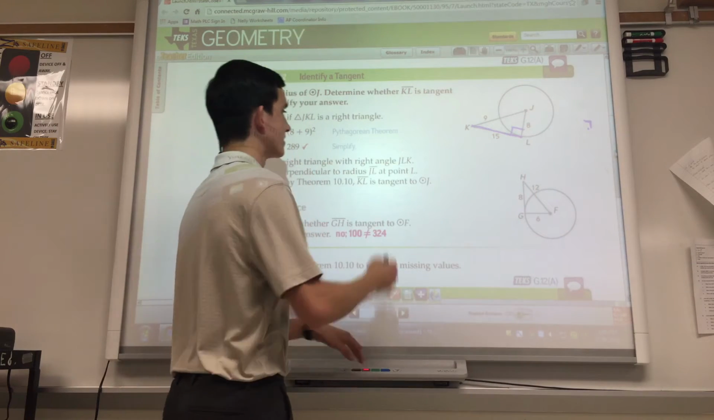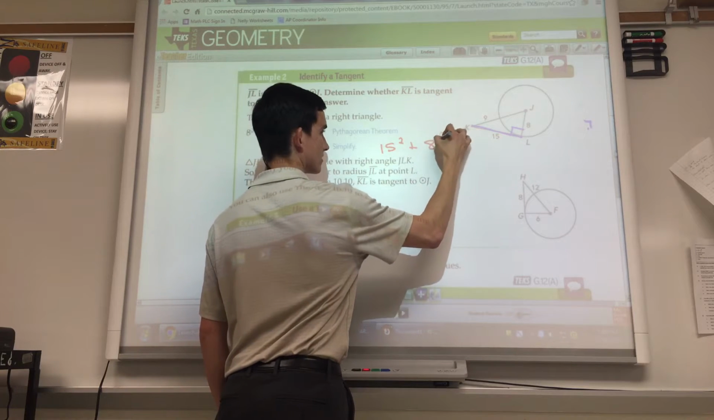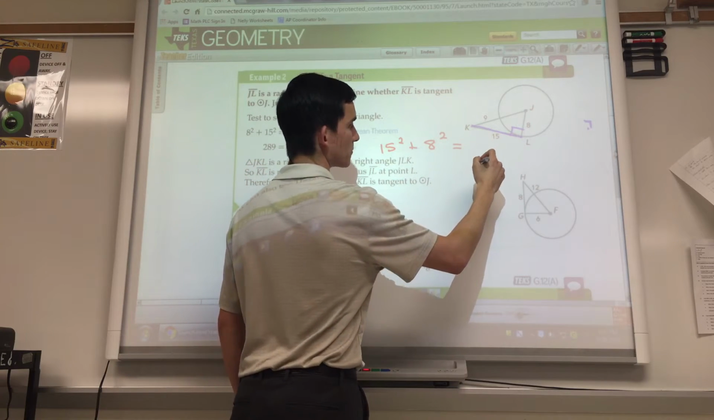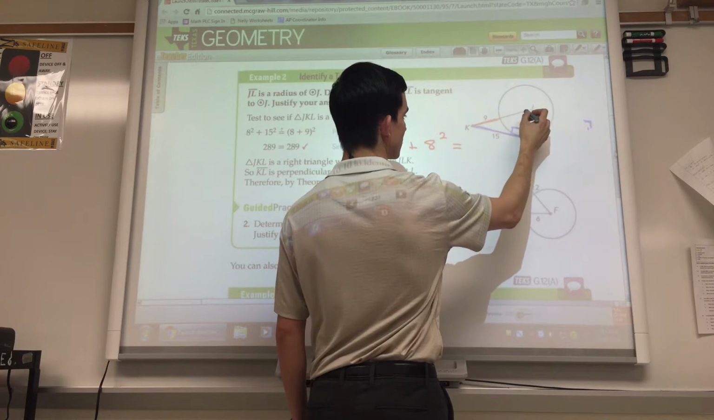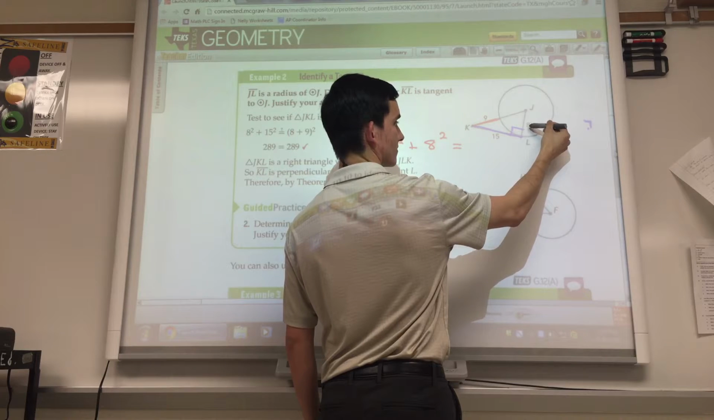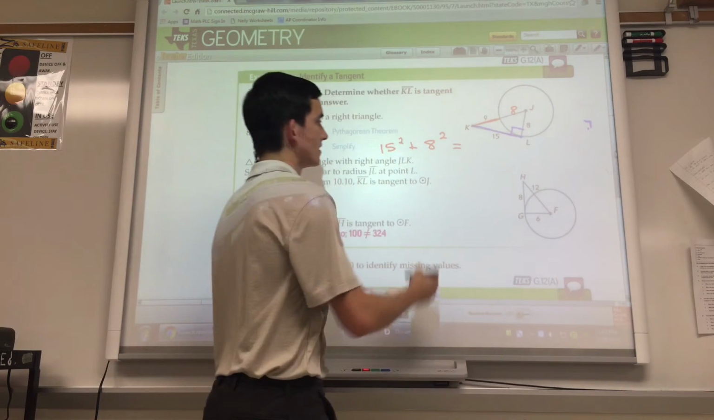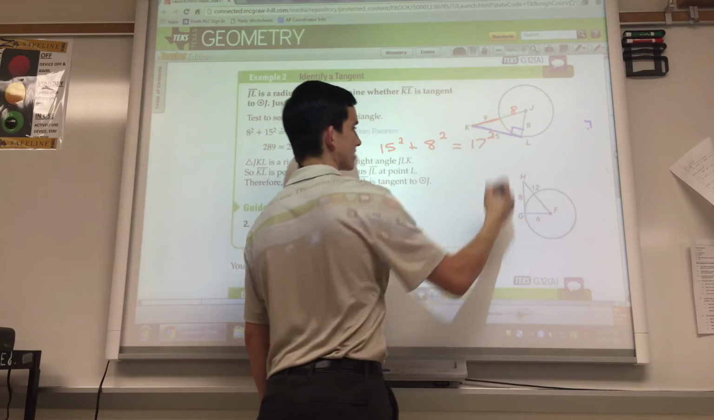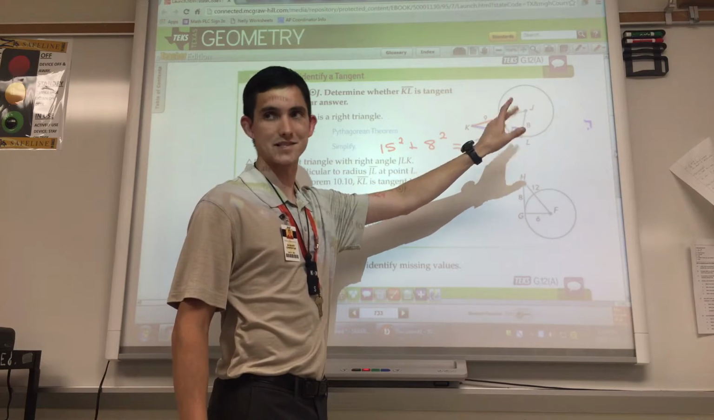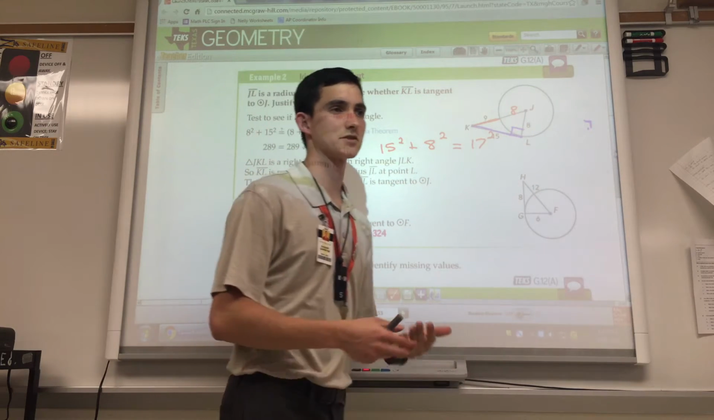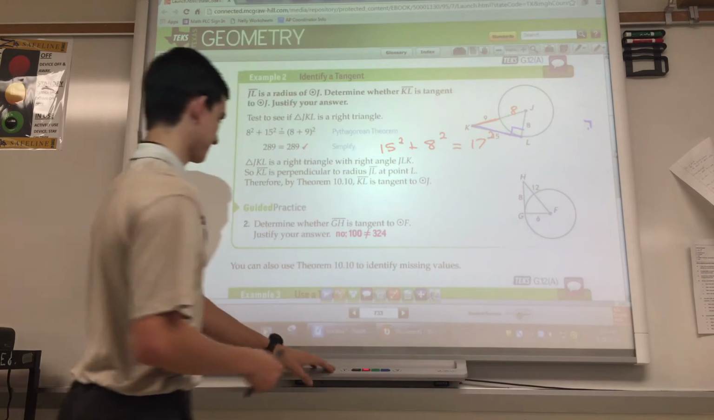And if they were, then you know that a squared plus b squared would equal, ooh, this is tricky. It's saying that this is 9. And if that's 9, what is this part? It's 8. If that's the radius there, and that's 8, then that's 8, right? So equals 17 squared. So that's the question. If that's true, then it is a tangent, right? It is 90 degrees. If it's not, then it's not a tangent. You guys good with that? Yeah. That's the concept there.